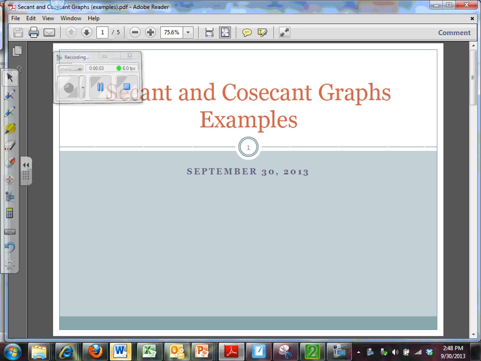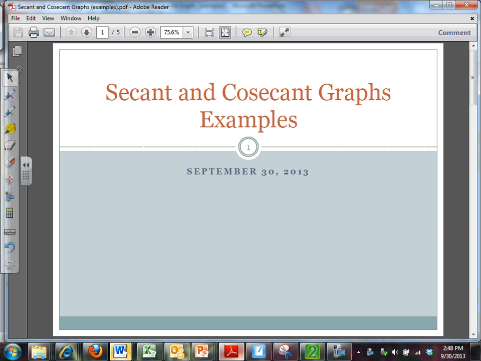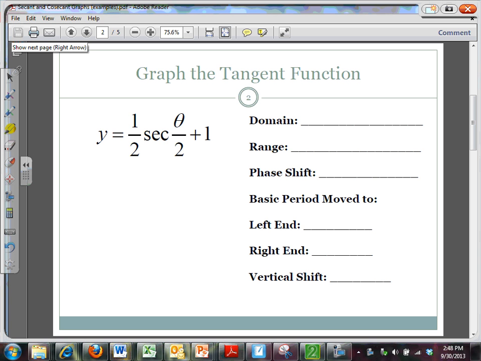Ladies and gentlemen, I'm now going to show you how to do secant and cosecant graphs. I just have 2 examples from your homework. The first one we're going to do is number 4 from your homework. So the first thing you do is what I showed you before, where you find all your important pieces.